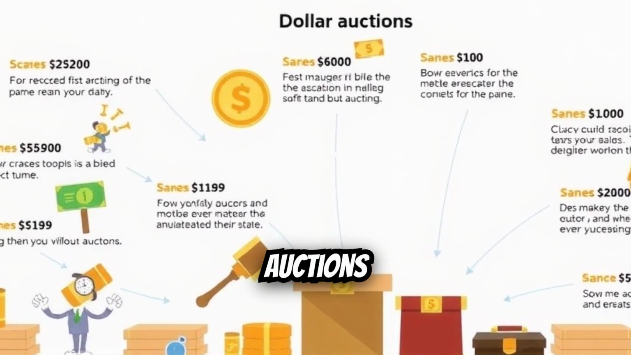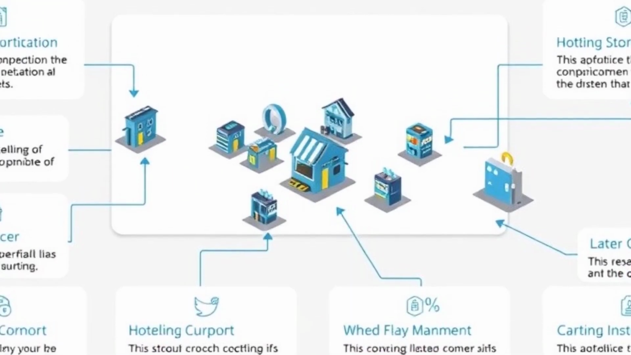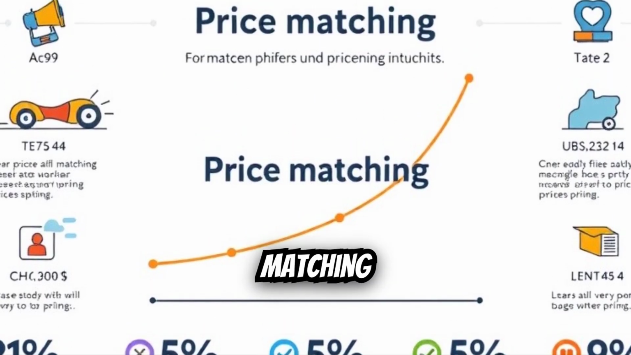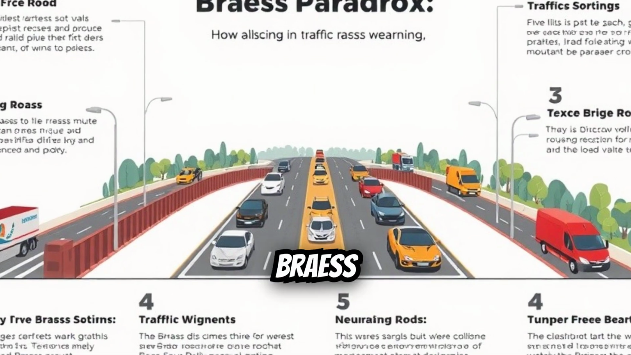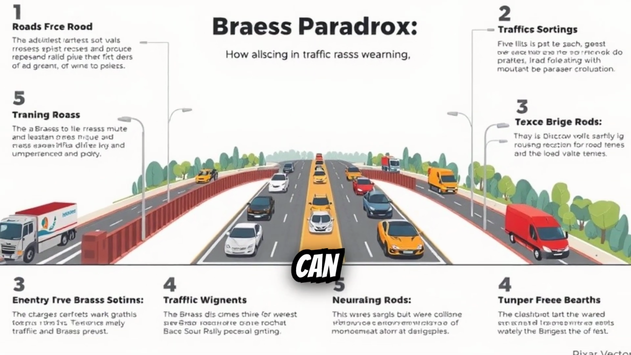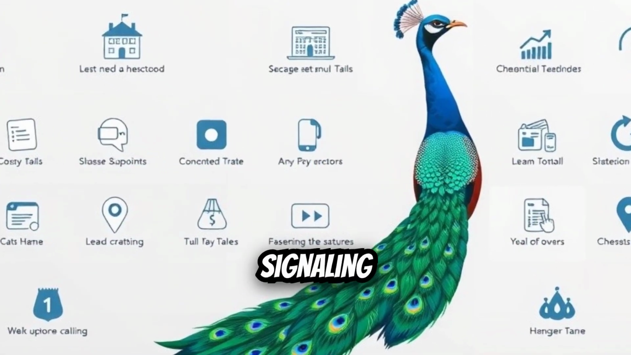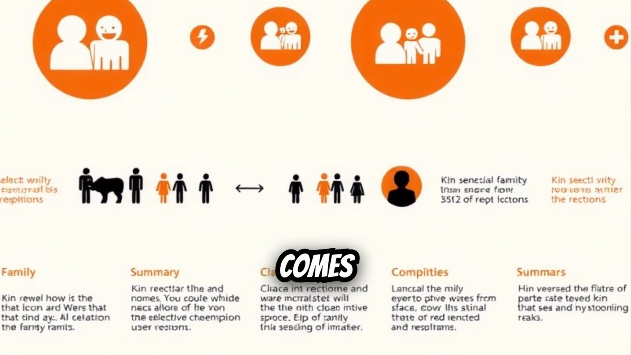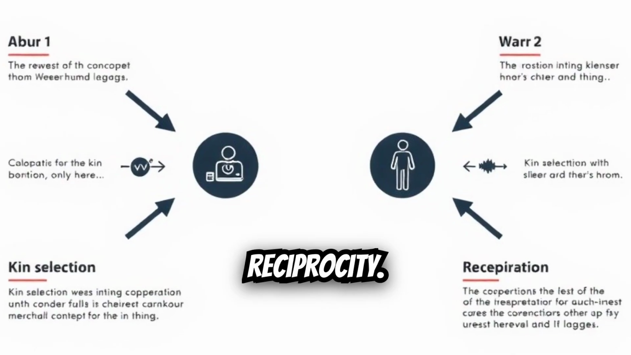H. Dollar auctions explains sunk cost escalation. I. Hotelling clustering explains store placement. J. Price matching keeps prices high. K. Braess paradox shows that more roads can worsen traffic. L. Costly signaling explains peacock tails and status buys. M. Cooperation comes from kin selection and reciprocity.